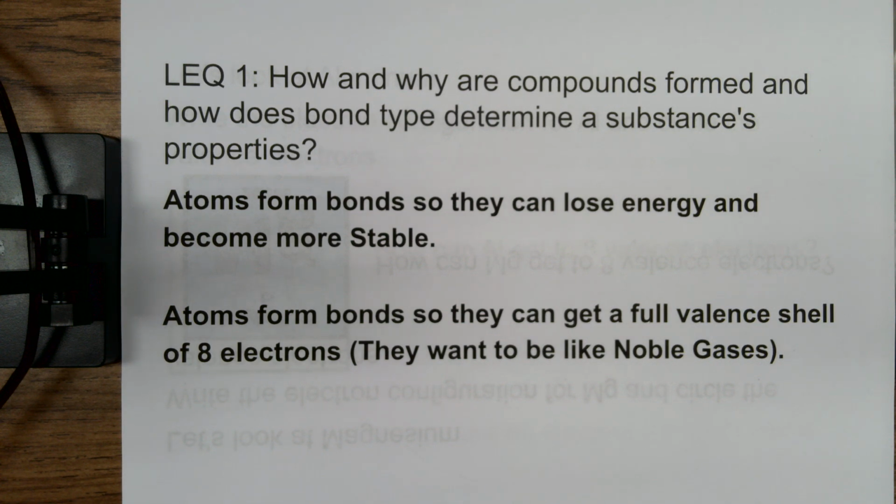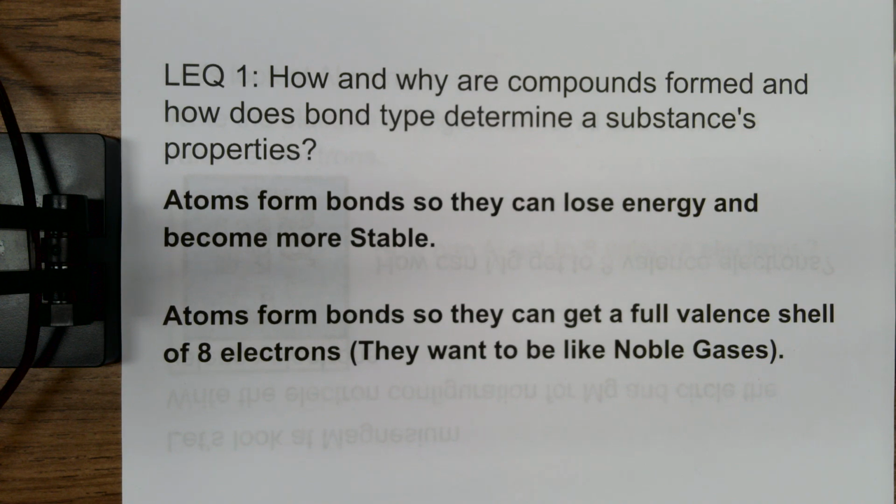So today we are talking about types of bonds. The two types of bonds that we're going to focus on the most are ionic and covalent bonds. That's what we're going to spend a lot of our time on. So we look at our LAQ. This is a question that we're going to answer with this unit. How and why are compounds formed? And how does the bond type determine a substance's properties?